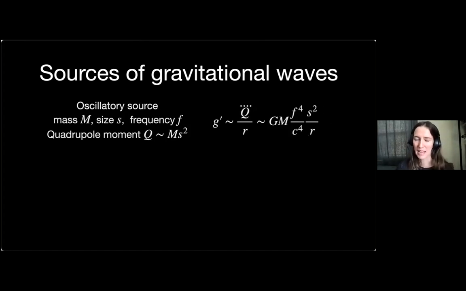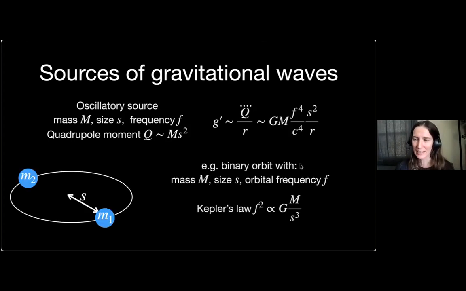So I need a bunch of mass, I need it to be oscillating, and the standard example, and the one that we've observed, would be a binary orbit, which has some characteristic mass that's moving around a distance, a size of the dynamics of the system, with some orbital frequency. That particular example lets us relate F and S together, which is going to give us some more concrete ideas about the scale of the gravity gradient effect.